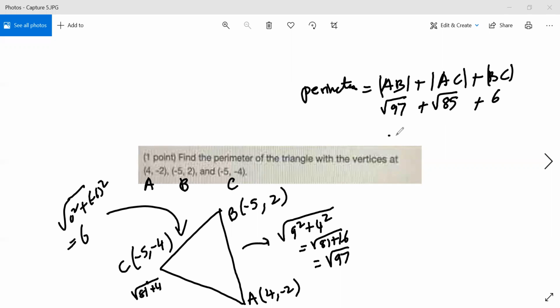So how will you write this? Of course, it's not going to be a whole number. You're going to either put it like this, or you're going to approximate it. So maybe you should just put it like this to see what happens. If it doesn't accept it, then approximate the square root of 97 and the square root of 85, and then just add them.